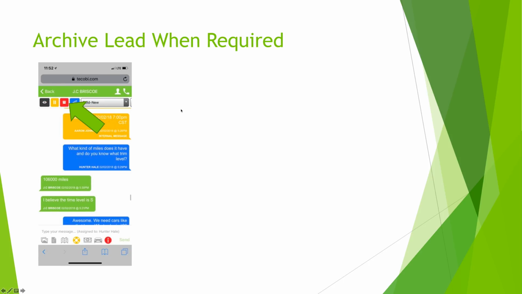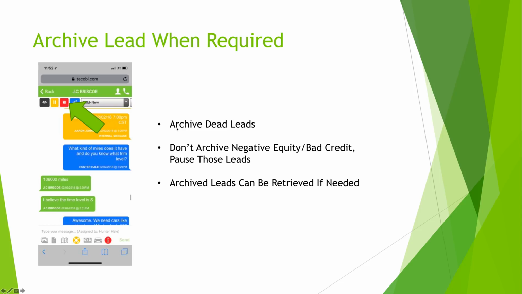Archive the lead. Pretty simple, there is a red button. This is to be used if it's a dead lead. So the customer says, don't text us, we're never buying from you, stop contacting us. You would hit the red archive button. You would not do this for negative equity or bad credit. You would pause those leads.